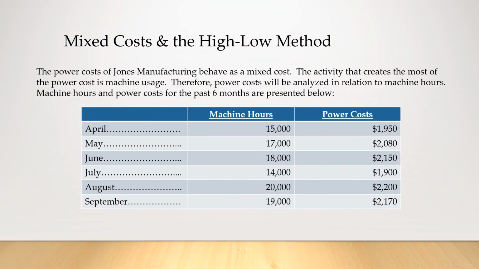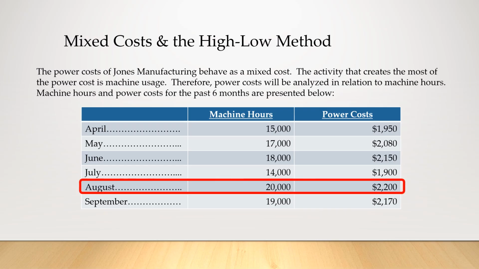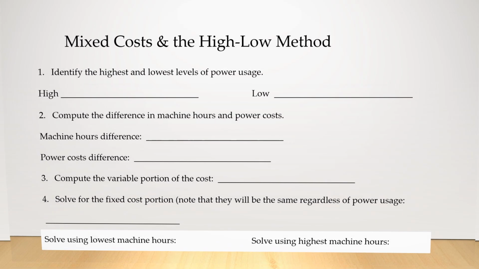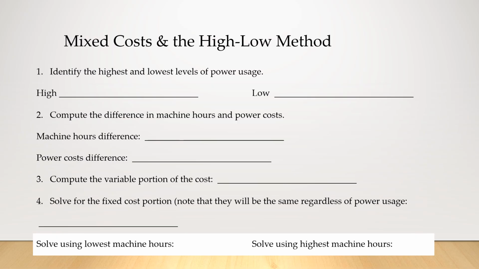Which of these months has the highest power usage and cost? August. How about the lowest usage and cost? July. Our high is August with 20,000 hours and $2,200. The low is July with 14,000 hours and $1,900.